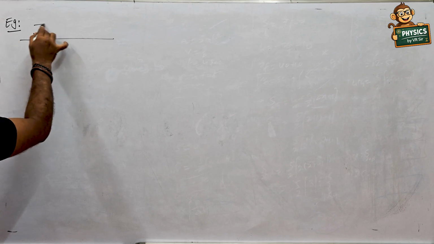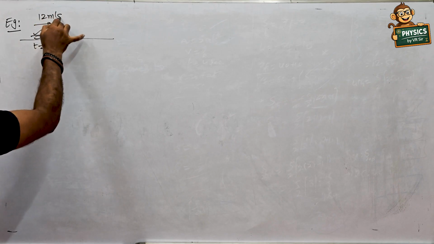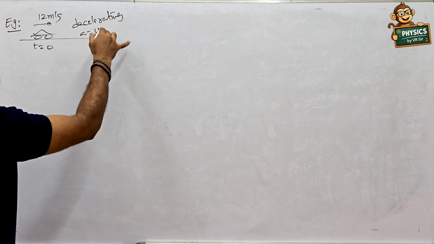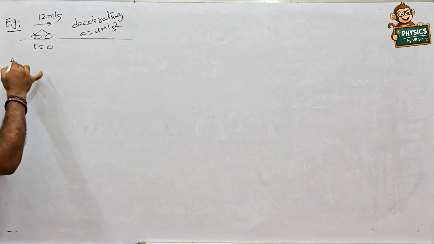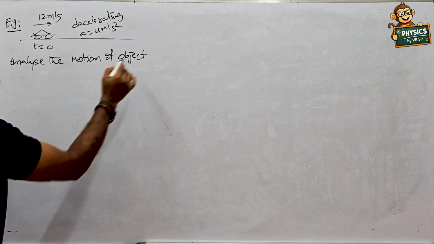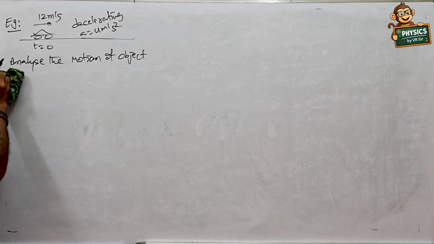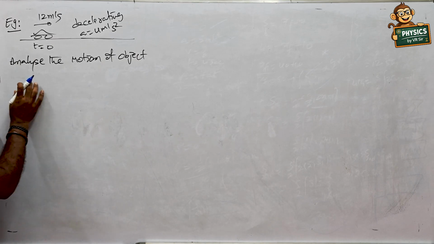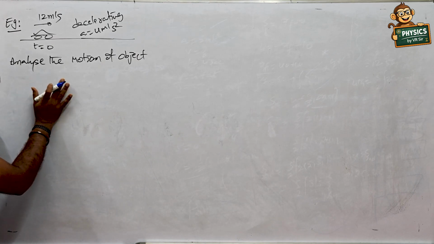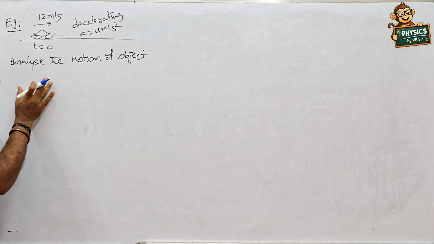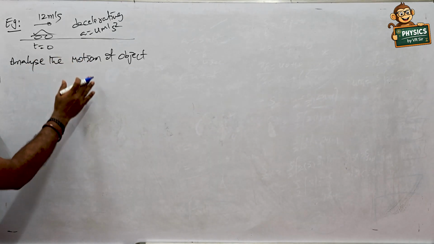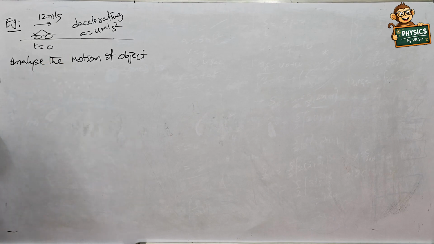At t equivalent to 0, the object is moving with 12 meters per second and it is decelerating at a rate of 4 meters per second square. Now, analyze the motion of the object. So what is meant by analyze the motion of the object? We should know the complete picture of the behavior of the object while it is in motion. What does it mean? Where is the object with respect to time? At every instant of time, what is the velocity and how much distance it covered, displacement it covered.